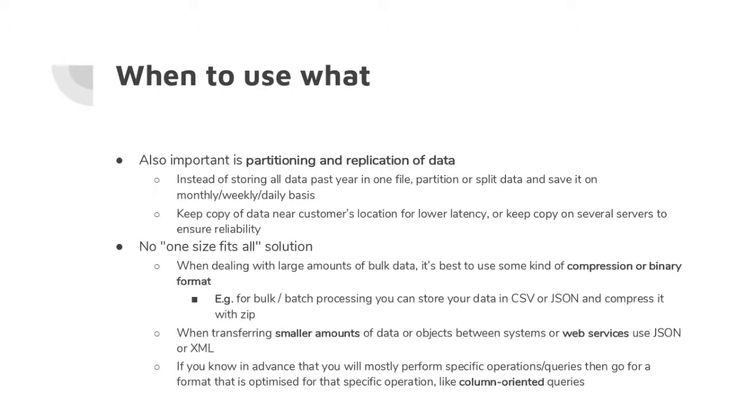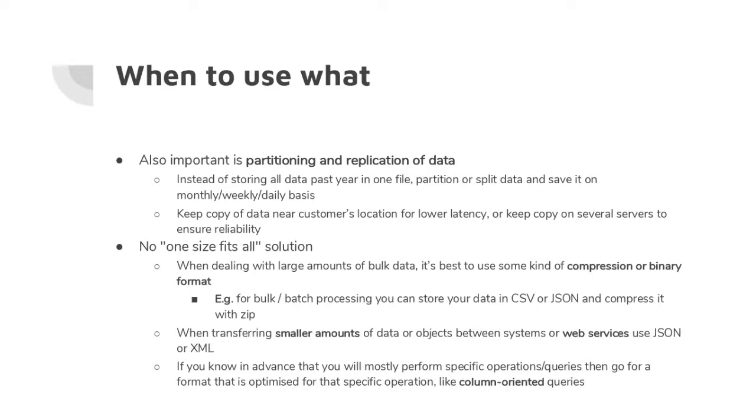When transferring small amounts of data between systems or between web services, you can use either JSON or XML. And if you know in advance that you will mostly perform specific queries, you can select a format that's optimized for that kind of specific operation. For column-oriented queries, for example, if you often have a large data set but you're only interested in one, two, or three columns, then Apache Parquet makes a lot of sense since it's a column-oriented format.